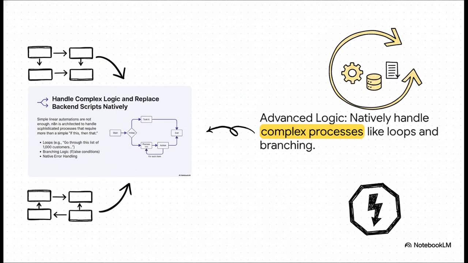The third advantage is all about handling advanced logic. Let's be honest, real-world business processes are messy. They're not straight lines. n8n is built for that messiness. You can easily build loops to process, say, thousands of customer records. Or you can create complex branching logic, like, hey, if this customer's from Europe, send this email. Otherwise, add them to this other list. You can build all of that visually right on the canvas.